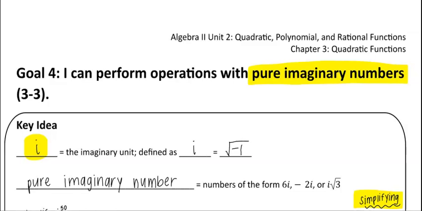First, we're just going to learn about pure imaginary numbers and how to just do operations with them, meaning like adding, subtracting, multiplying, and dividing them. So you have to know what the imaginary number is. i is the imaginary unit, and it's defined as i equals the square root of -1. In the past, we always said that if you do the square root of a negative, it's going to give you an error on your calculator, and you just can't do that. But you can, as long as you're working in imaginary numbers.